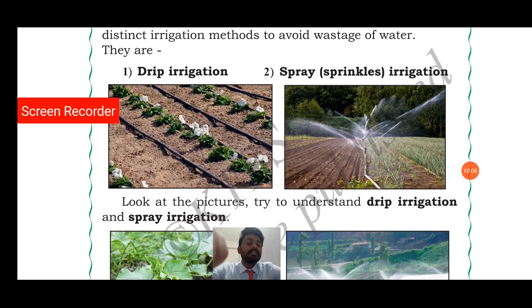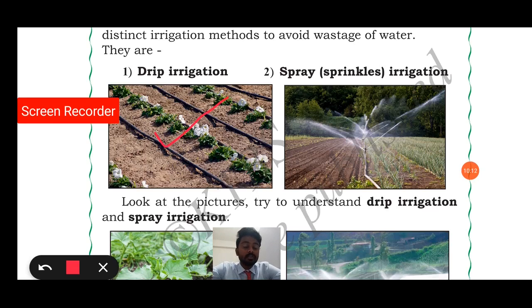See students, the first one is drip irrigation. The water flows drop by drop. So these are drip irrigations. These are the drip pipes. You also observe them in your lands, yes or no? So this is drip irrigation.